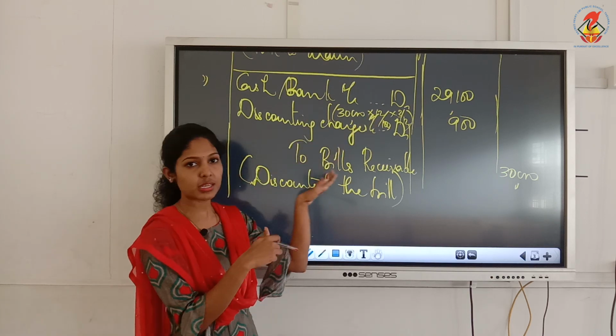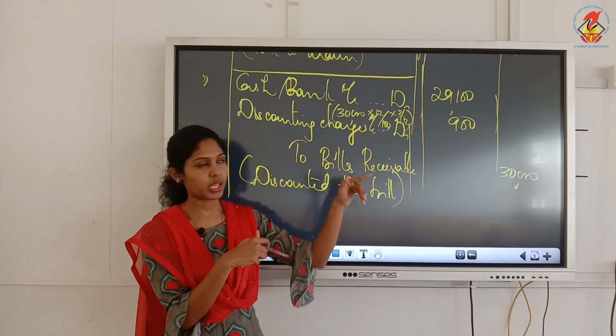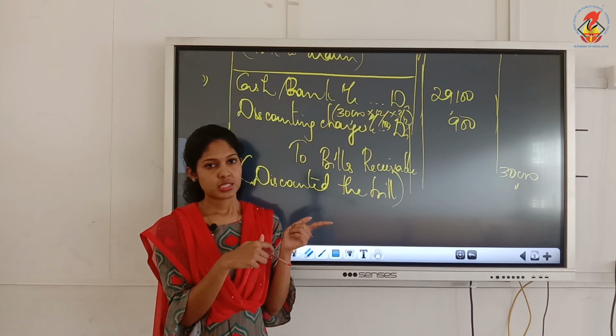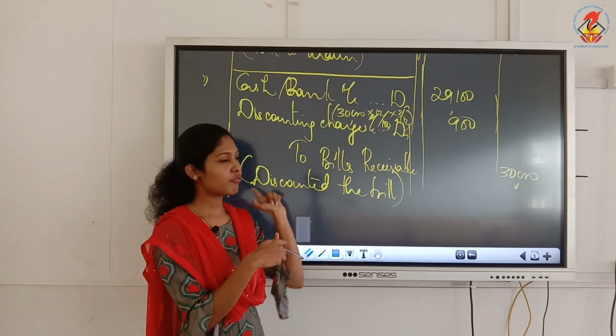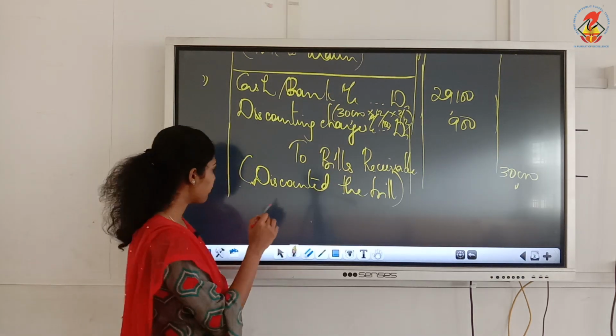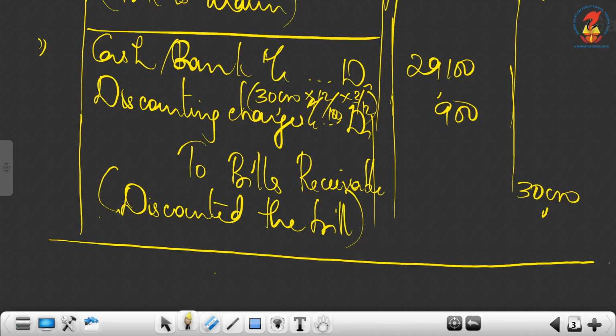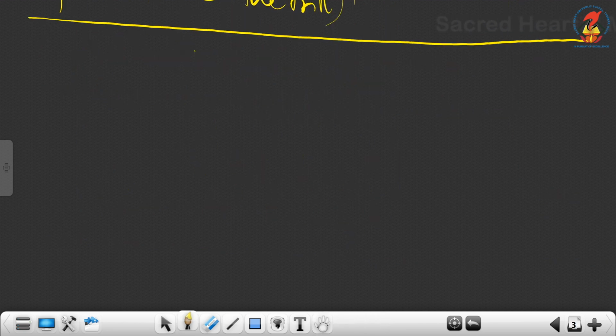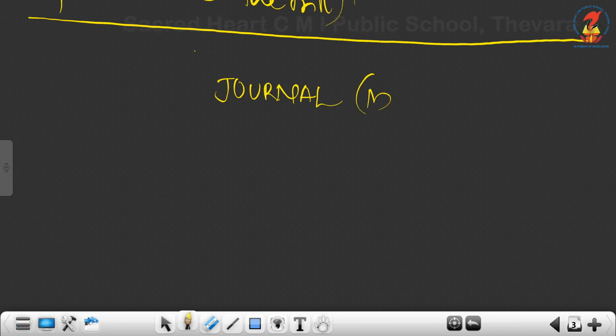This is the new entry actually we have for discounting. The other entry is the same as in your previous case. Clear? This is the entry for bill discounting. This is a new entry you have to study in this case. Then the next is the journal we have to write in the books of the drawee, that is Mohan, isn't it? Yes, Mohan.